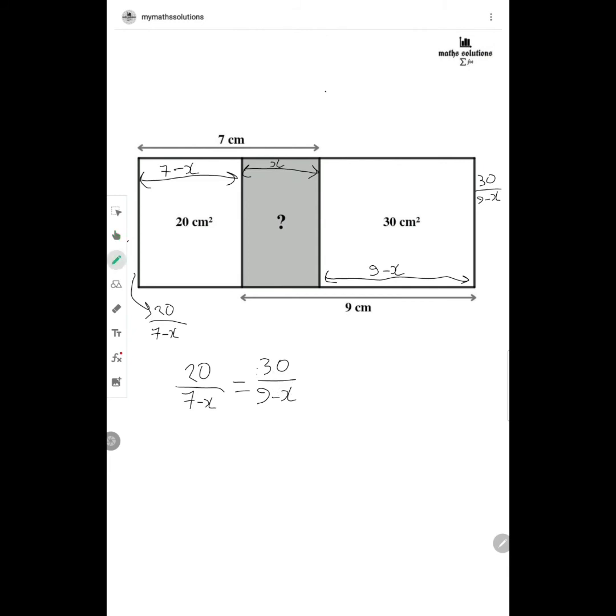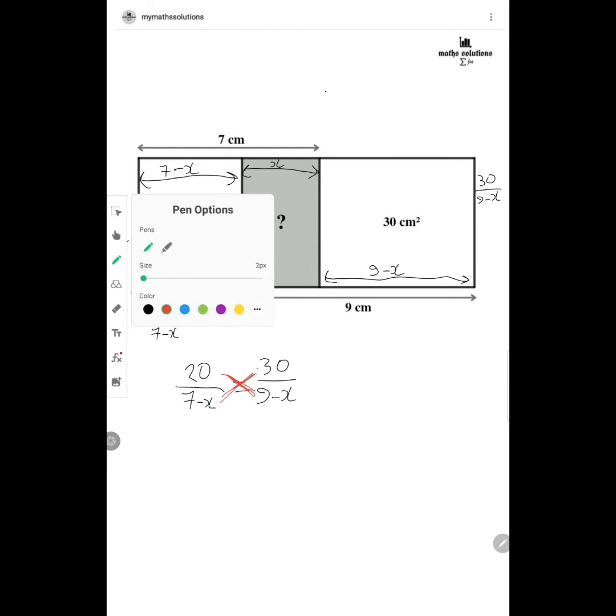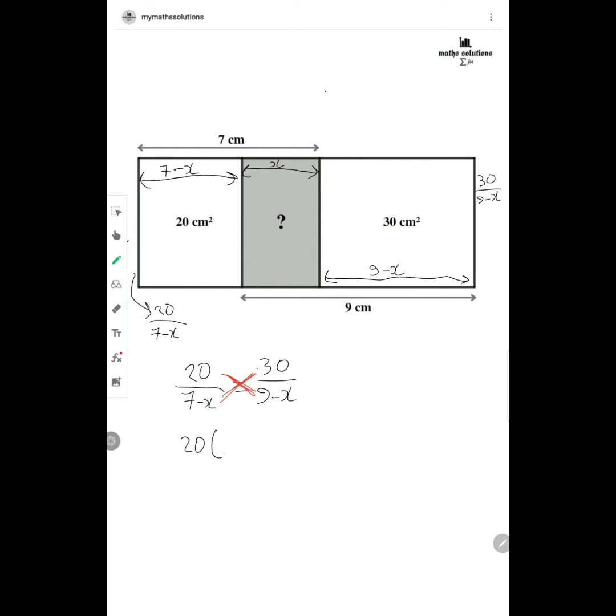So what I'm gonna do now is cross multiplication. So this times this and this times this, and make sure you use brackets, and I'm going to show you why. You're going to use 20 times bracket 9 minus x, because they are two terms. That's why you got to use brackets. Is equal to 30 times bracket 7 minus x. And now you're going to work the brackets out.